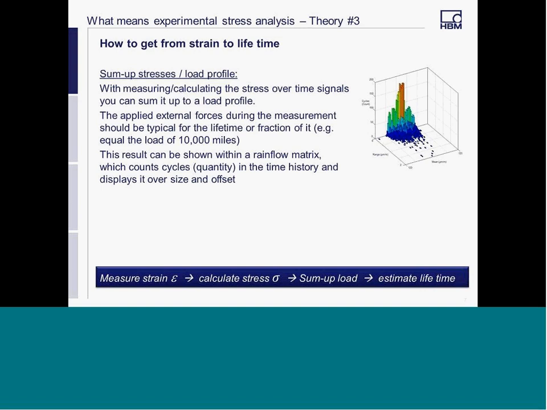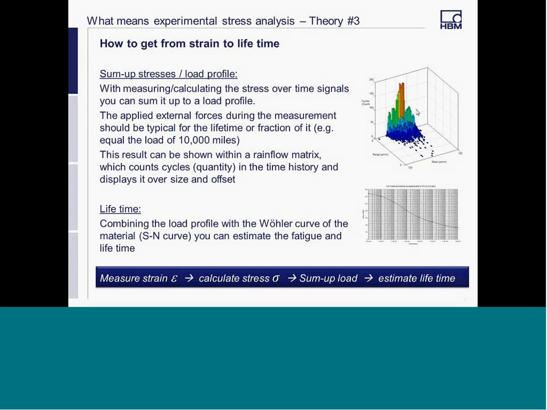When you count cycles, you count so many small cycles, so many big cycles. These can be shown in a so-called rainflow matrix. A rainflow matrix is a small data file, but it contains a lot of information. It contains information on how much stress the component has seen during this load profile. This here is a rainflow matrix. So that's the first step.